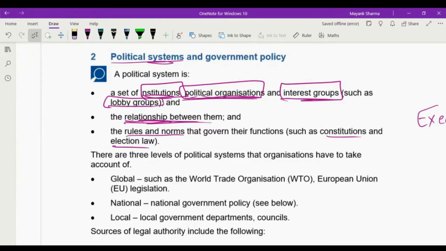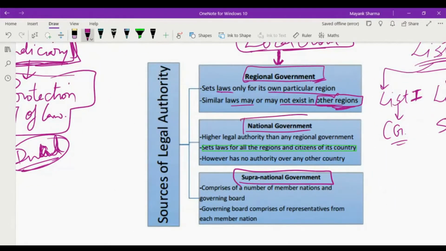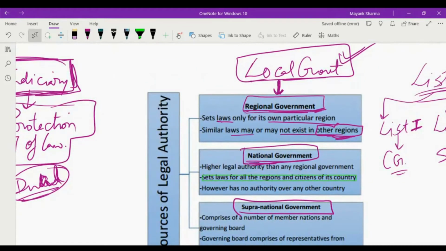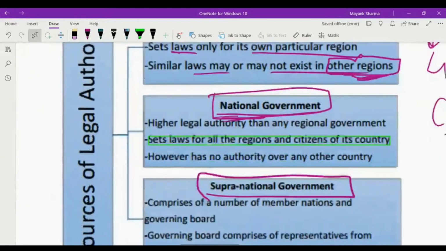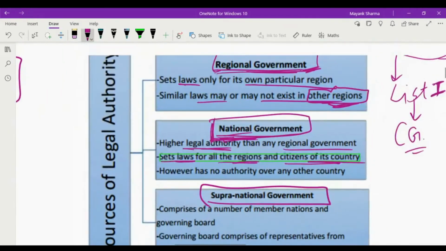Okay, so depending on this, I have told you that the governments or the political systems can be of 3 levels. One was regional. You have understood this. This can be of your state or it can be of your city as well. City council is an example. National government is also there, or national level political system is also in place. For a nation, it is the highest authority. So it is a higher level legal authority than the regional government, obviously. It sets laws for all the regions and citizens of the country. So whatever laws are made at national level are to be followed by every region of the country.